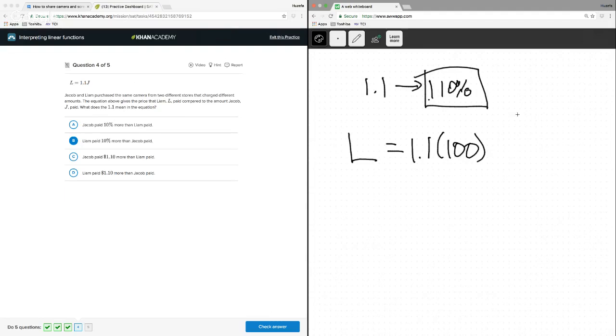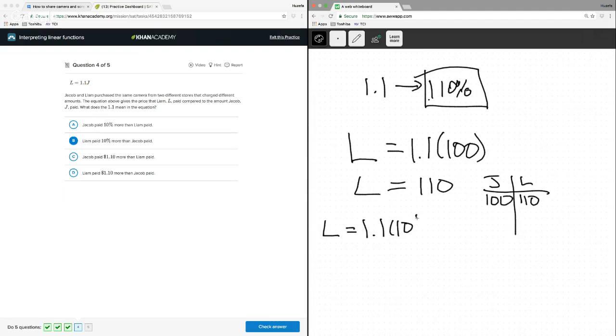You may have to actually multiply it out. But what's 1.1 times 100? It's 110. So guess what? Let's make a little table. When J pays 100, L pays 110. Let's try another one. Let's just try a random value. I always try and pick easy values like this, like 100.